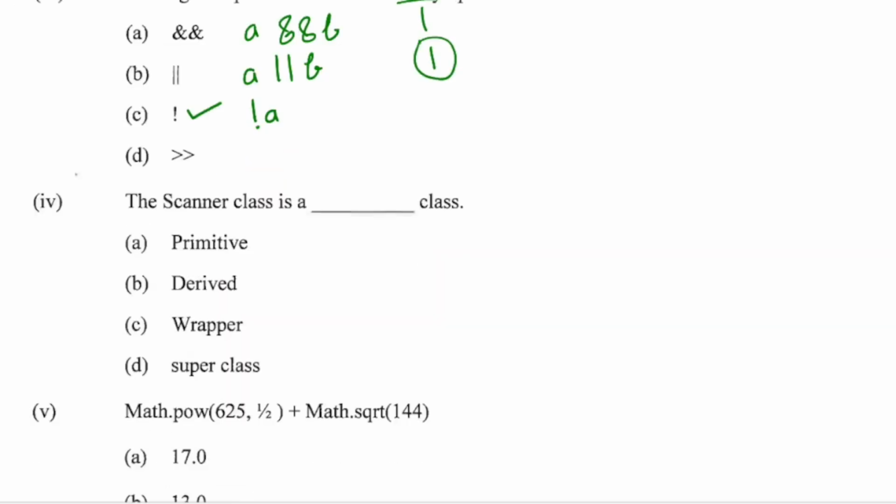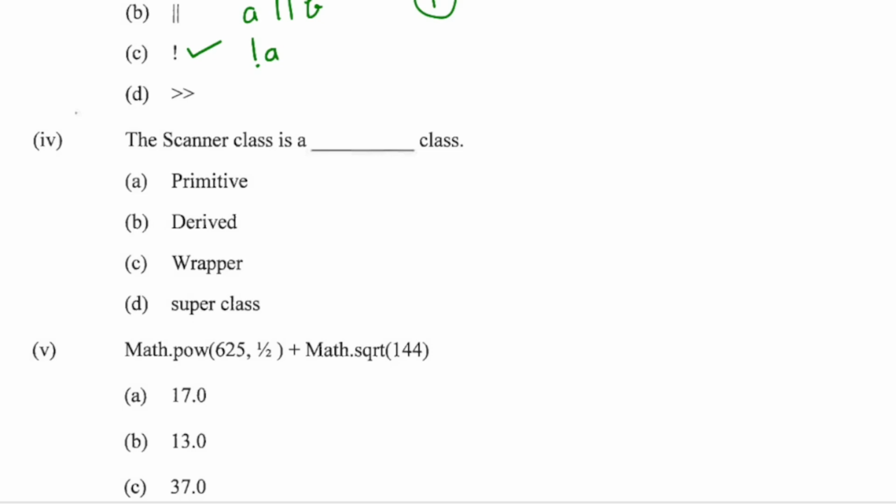The next question, question number 4, is: the Scanner class is a dash class, and the options provided are primitive, derived, wrapper, and superclass. Observe that they have already specified that Scanner is a class, which means that it cannot be a primitive. Also note that a wrapper class wraps the primitive data types, that is int, char, short, byte, etc., which is not happening in this case. So it cannot be a wrapper class also.